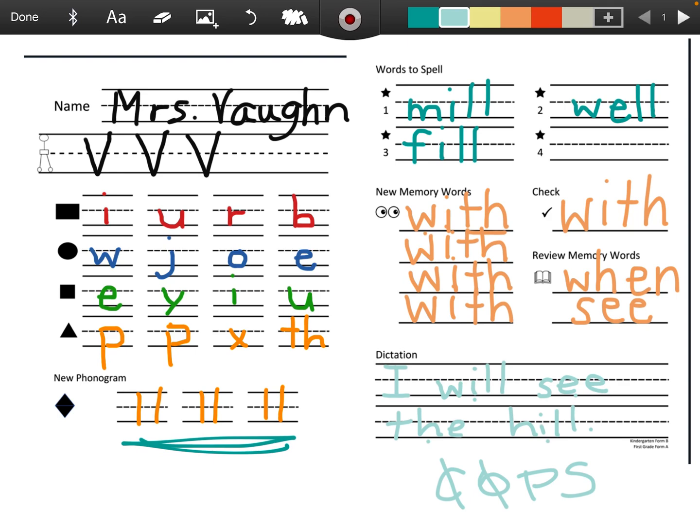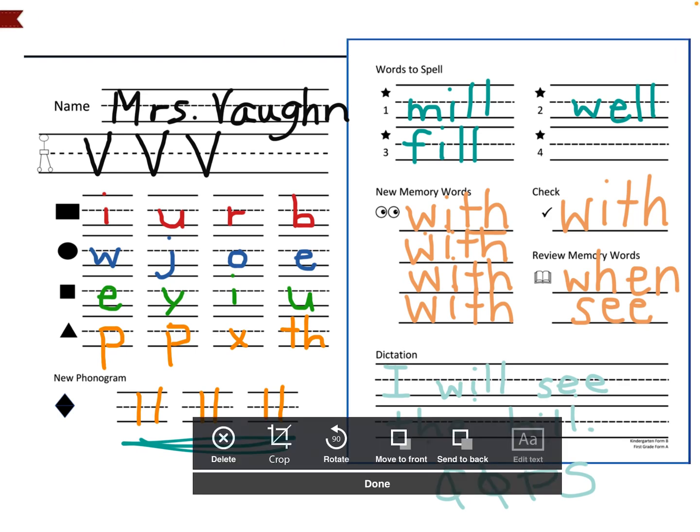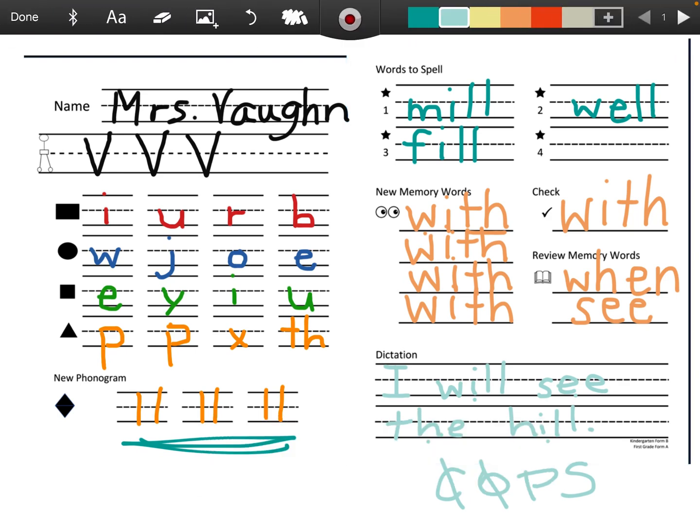P stands for punctuation. So make sure you have that period at the end. You could have used an exclamation point if you wanted to. But could you use a question mark? No, we weren't asking a question. We were telling something. I will see the hill. So cross off the P if you have your punctuation.